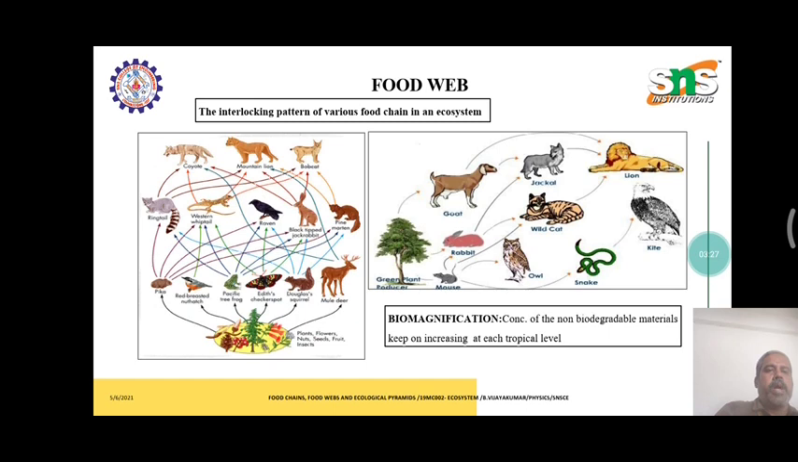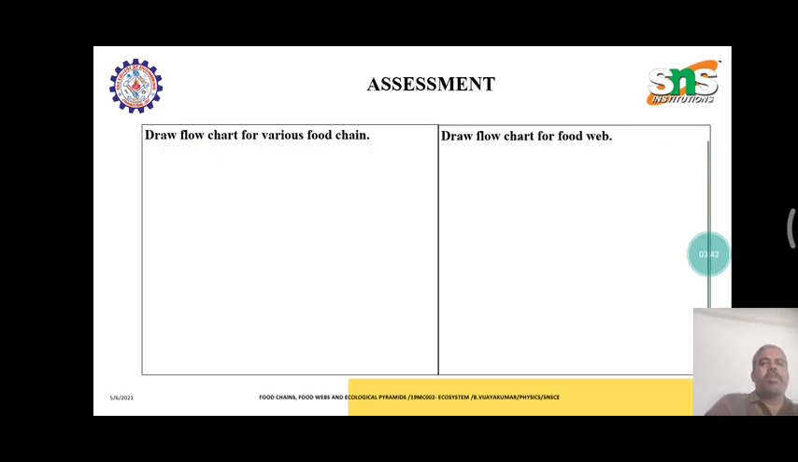Biomagnification is the concentration of non-biodegradable materials, which keeps increasing at each trophic level. Then I give an assignment to my students: draw a flow chart for various food chains and draw a flow chart for various food webs.